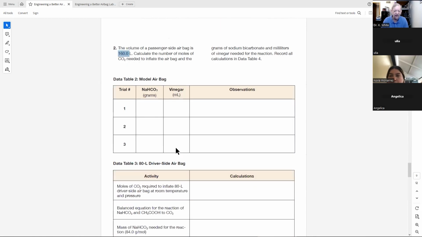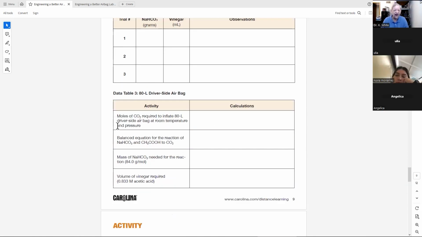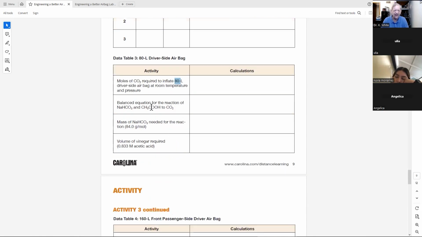So if we look at the table, in table 2, how many grams of vinegar and everything, and your observation was all full, sort of half full, really full, things like that. Now, in table 3, you'll do the same calculations. I'll go back in a minute to the help sheet, but instead of 1.2 liters you did for your own little bags, you'll assume you're doing it for a full car airbag, and you'll use 80 liters for the volume and calculate.